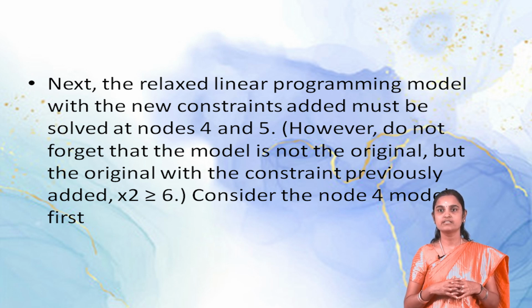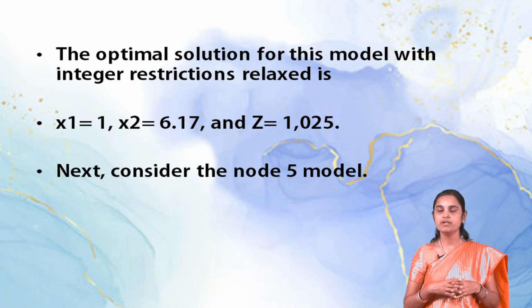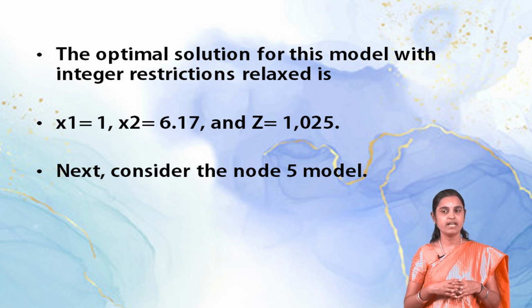Consider the node 4 model first. Maximize z equal to 100x1 plus 150x2. Now the new constraints are x2 greater than or equal to 6 and x1 less than or equal to 1, x1, x2 greater than or equal to 0. The first two remain the same. The optimal solution for this model with integer restrictions relaxed, which we can get by graphical method or using computer software, is x1 equal to 1 and x2 equal to 6.17 and z equal to 1025.